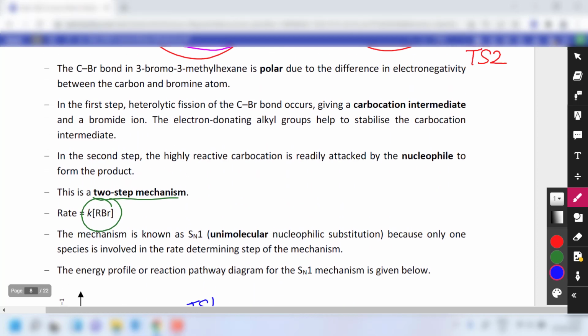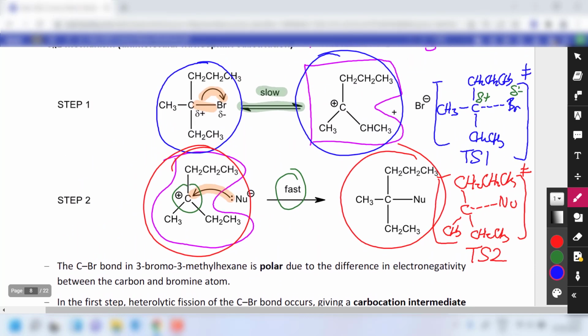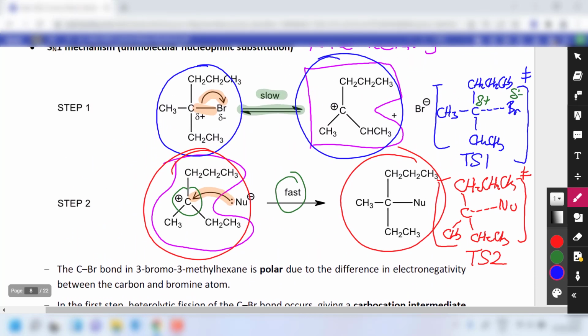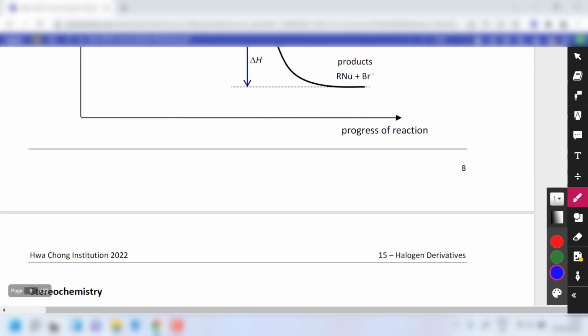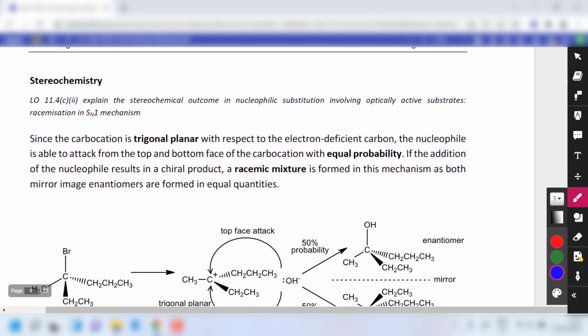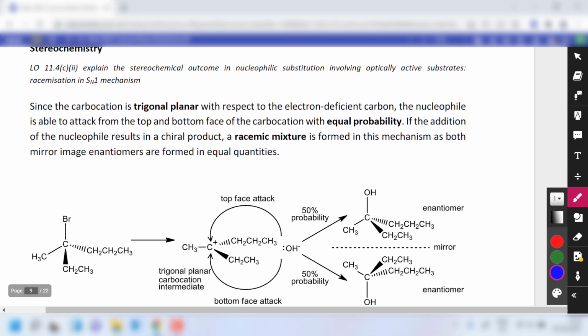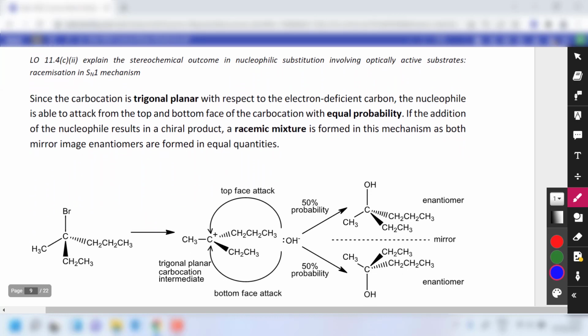Okay, and I have illustrated it over here very clearly. So if you wish to, you may draw them out. Okay, then I will move on to the stereochemistry, because it is the stereochemistry of SN1 which probably requires a little bit of discussion over here. Yeah, so maybe I'll just move back here.